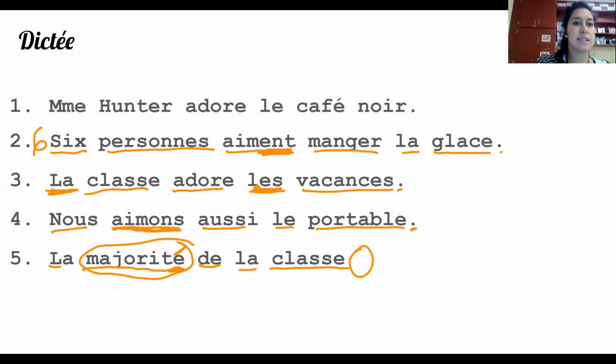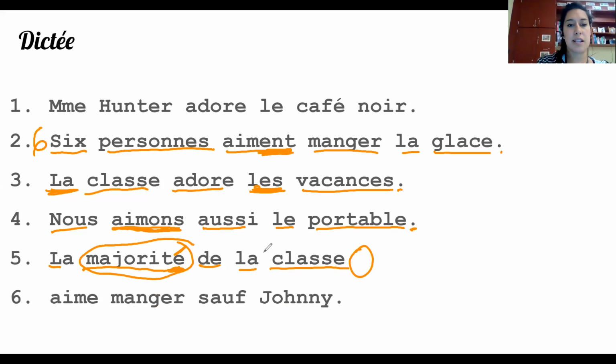Okay, and then our last sentence, numéro 6. So this is the continuation. La majorité de la classe aime manger sauf Johnny. Point. Don't worry too much if you spelled Johnny wrong. If you spelled it without the H, I'm sure he wouldn't be offended. I don't mind so much if you spelled Johnny wrong, but let's make sure our French is spelled right.